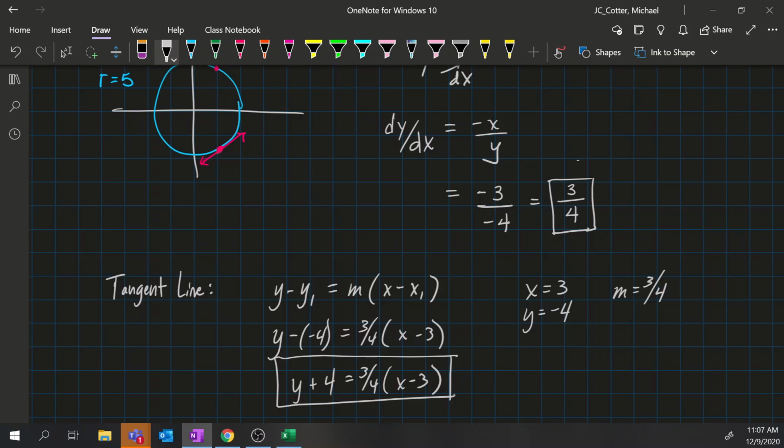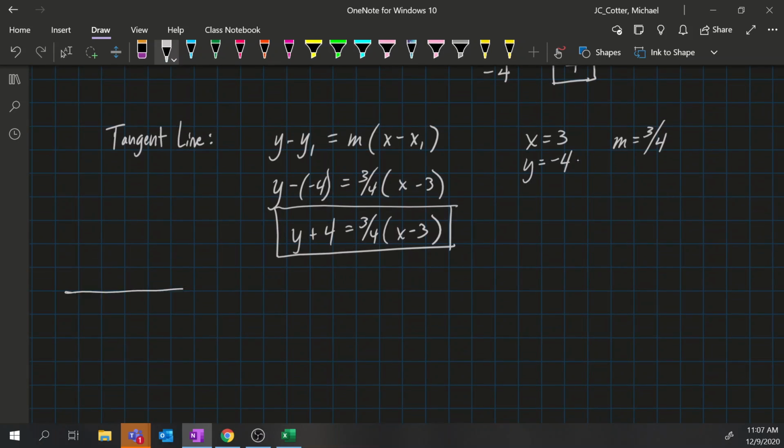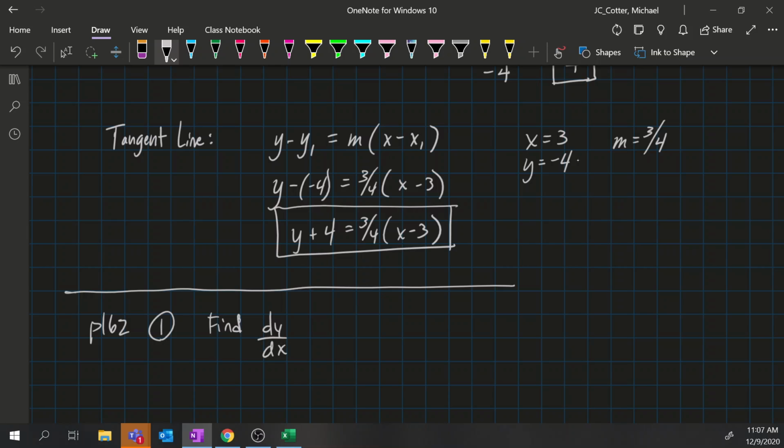Okay, so we're going to do number 1 from your homework so that you're off to a good start here, and then that'll be it, okay? So this is page 162, number 1, and you're going to find dy dx for x squared y plus xy squared equals 6.